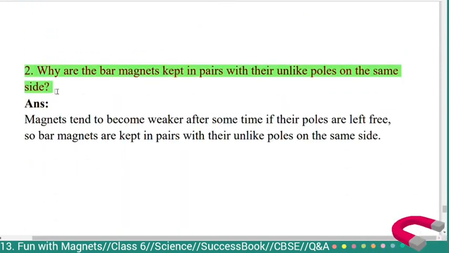Second question: why are bar magnets kept in pairs with their unlike poles on the same side? Answer: magnets tend to become weaker after some time if their poles are left free. So bar magnets are kept in pairs with their unlike poles on the same side.